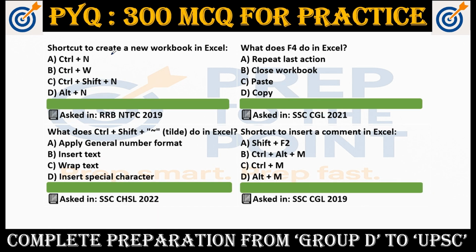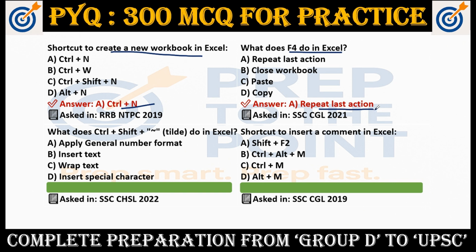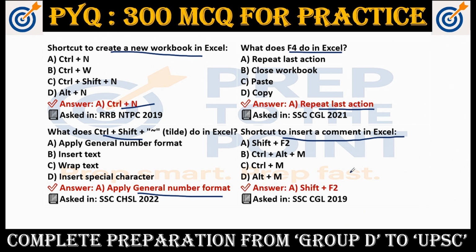To create a new workbook in Excel, Control N to create a new workbook. What does F4 do in Excel? Repeat last action. F4 for repeat last action. Control Shift tilde, apply general number format. Control Shift tilde for apply general number format. Shortcut to insert a comment in Excel. Shift F2.